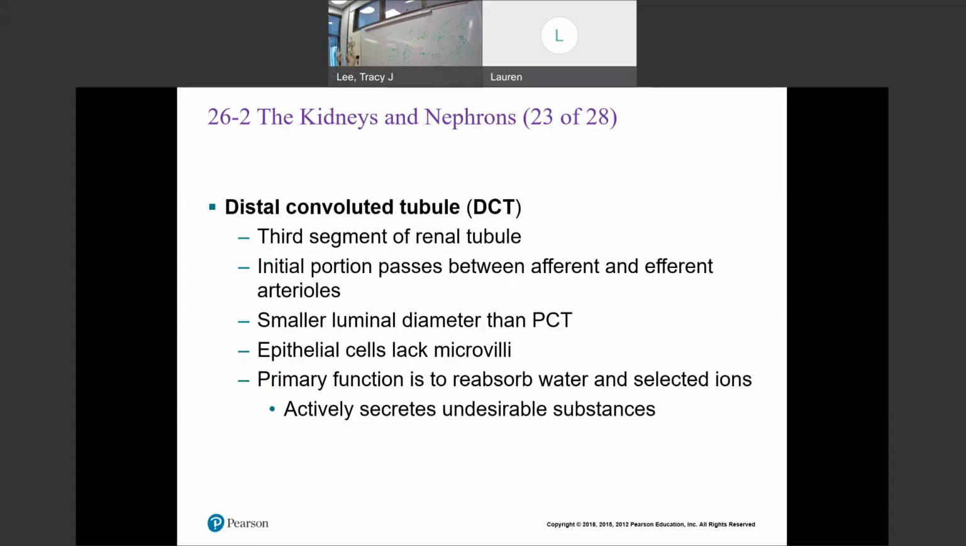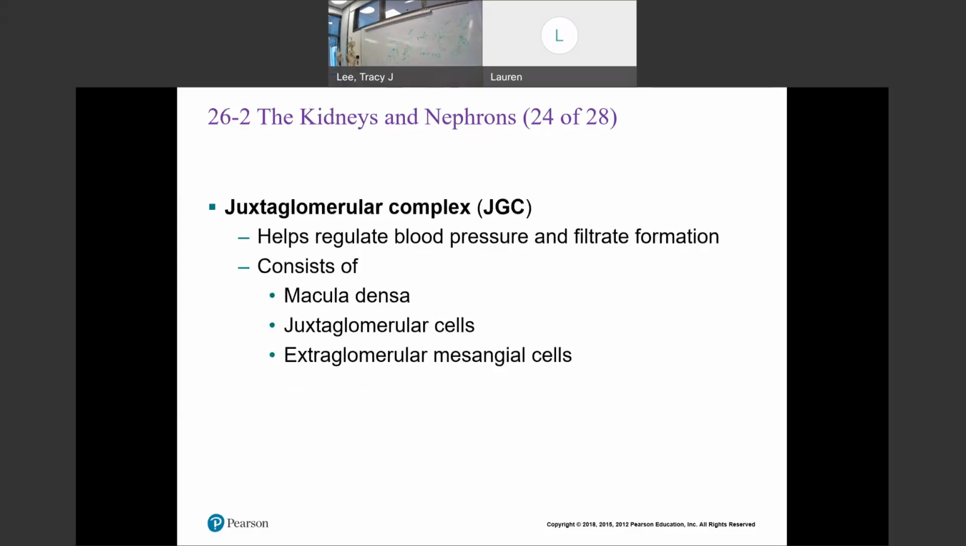All right, the last section we said is distal convoluted tubules. It is smaller than the proximal convoluted tubule, and it's epithelial cells, no microvilli. Why? We're not really absorbing that much here. We can absorb things, we can secrete things, but remember, hormones are controlling it more than tissue type. So hormones are making those adjustments here.